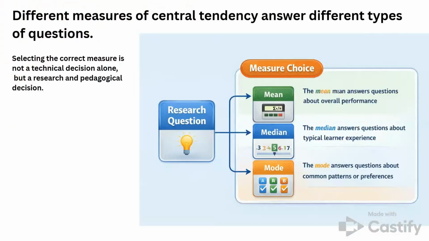At master level, data analysis always begins with a research question. Different measures of central tendency answer different types of questions. For example, the mean answers questions about overall performance, the median answers questions about typical learner experience, and the mode answers questions about common patterns or preferences. Selecting the correct measure is not a technical decision alone, but a research and pedagogical decision.